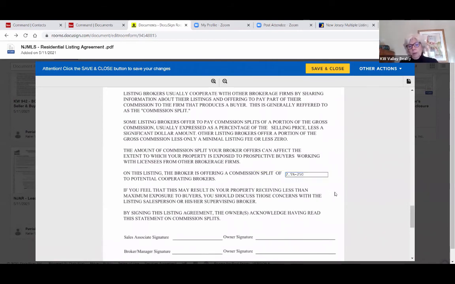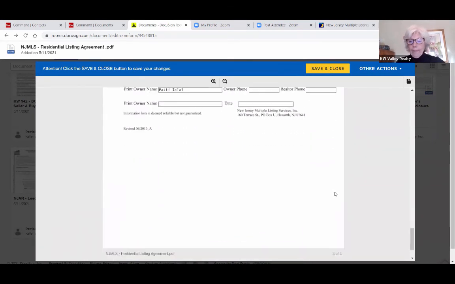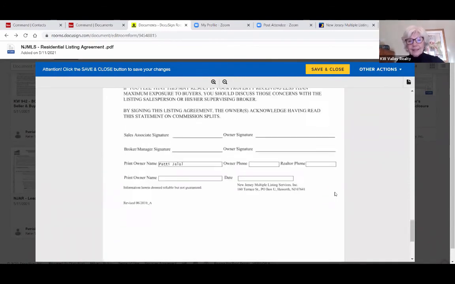Okay. Garden State doesn't have a separate page highlighting the compensation to cooperating brokers. So that's the listing agreement, guys.